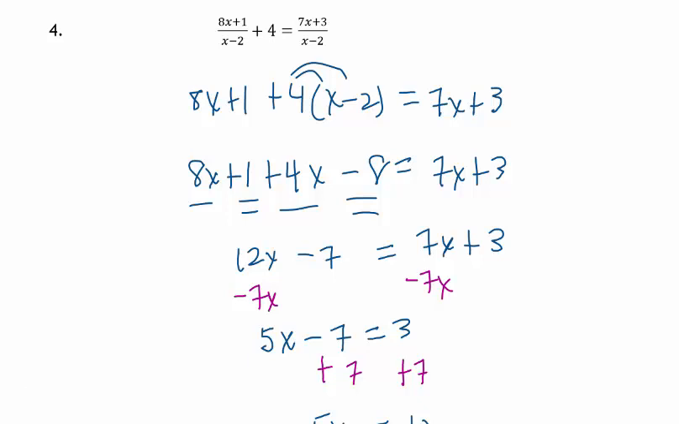So let's take a look at this one. We said the answer is x equals 2. But look what happens if you plug 2 into the initial equation. If I plug 2 for x, I get 0 in the denominator, and that is undefined. So 2 actually does not work. It does not satisfy the original equation, and therefore we're going to have to just say that there is no solution.